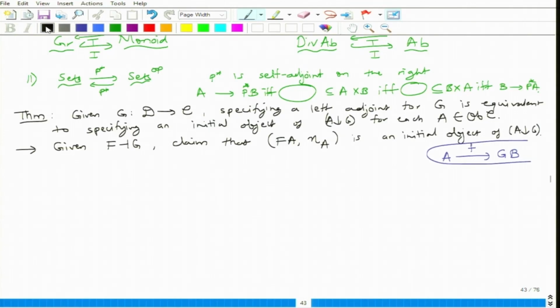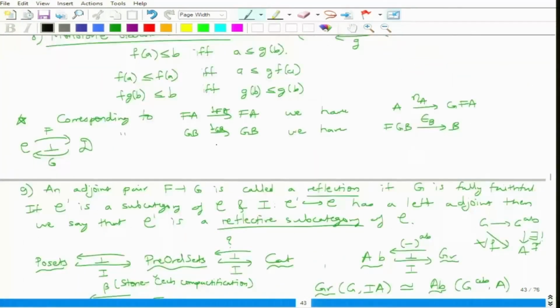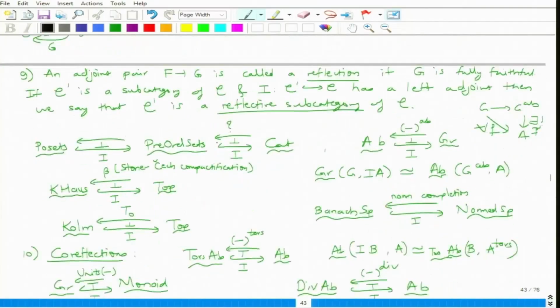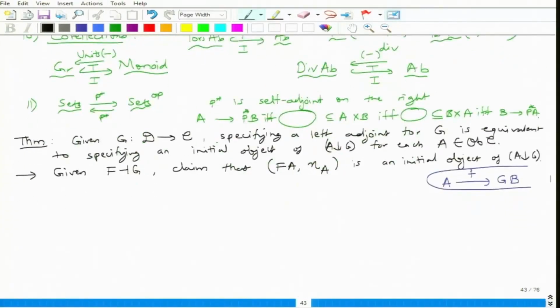When I say FA comma eta A is an initial object, I first need to make sure it's an object. It is indeed an object, because eta A is a morphism from A to GFA. Let me scroll things up for you. Yeah, A to GFA. So that is indeed correct. So this is an object.